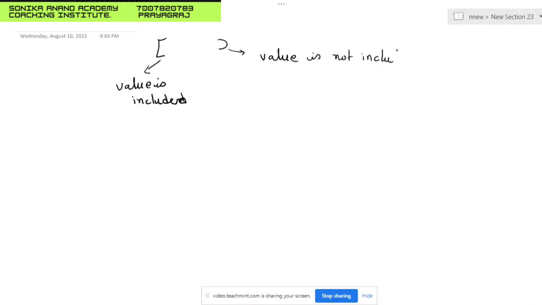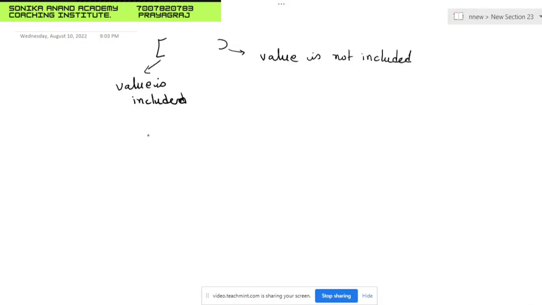Listen. What is the significance of this bracket and this bracket? It means the value is included. And here the value is not included. It can be expanded.